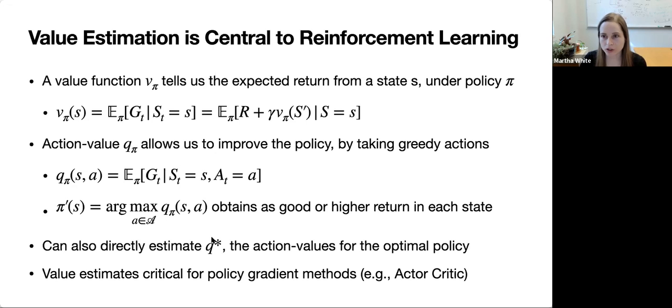And then there's other strategies that Q-learning is based on that directly estimate Q star, which is the action values for the optimal policy, and otherwise algorithms that are called policy gradient methods, or sometimes called actor-critic methods, also heavily rely on value estimates. So actually, I would say one of the defining characteristics of reinforcement learning are value functions and doing a good job of estimating them. This is a foundational question. Okay, so that sets up the problem.